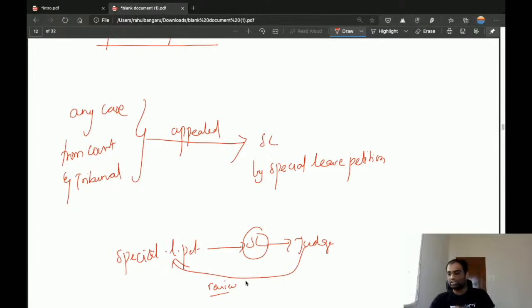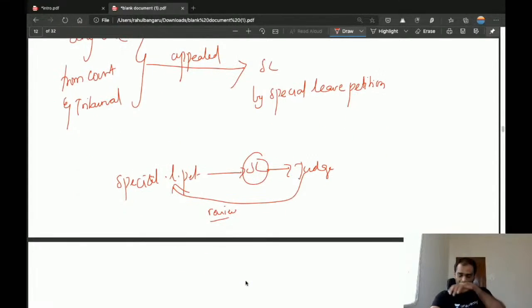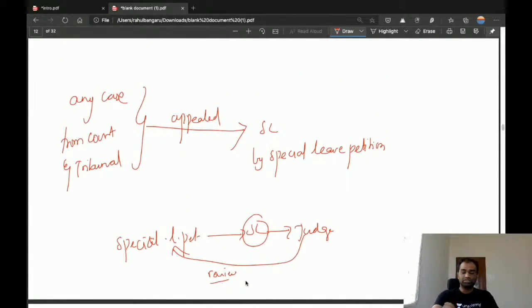He will examine also whether the principles of natural justice are being violated, or if any new evidence has come to light. All these things he will look into. So after looking at all these things, by means of special leave petition, he will admit some cases into appeal of the Supreme Court. So that is appeal by means of special leave petition, everyone. By using special leave petition, any case from any court or tribunal can be filed before the Supreme Court.